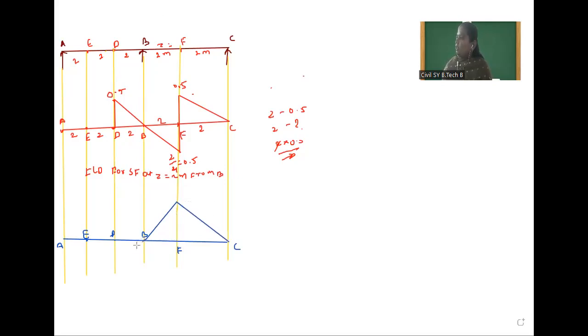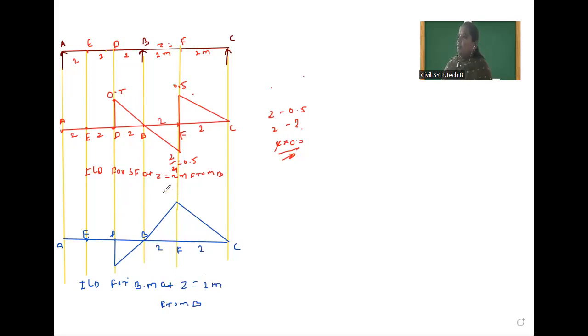After that, from B to D, we will make it rigid. But at D, a hinge support is provided, so the diagram will close here. So this is the ILD for bending moment. This is the ILD for bending moment at Z, which is 2 meter from B. So here 2 meter, this is 2 meter.